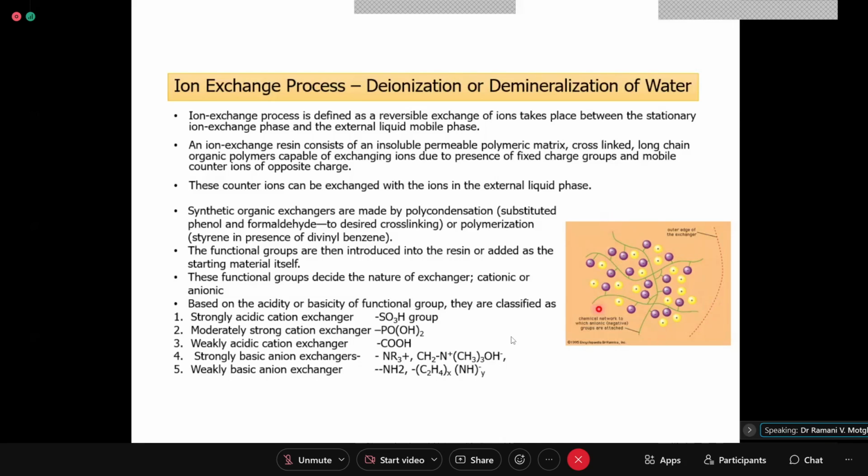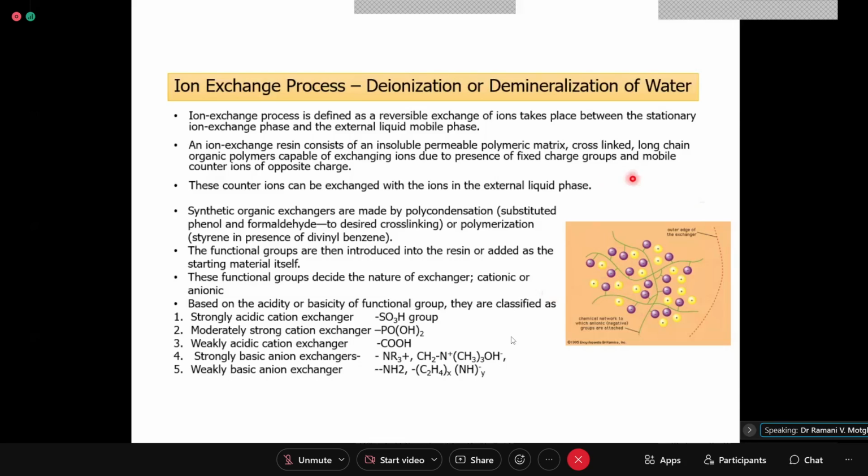Now demineralization means what? Not only the cations, but the anion part will also be removed. So for similar reason, you may be using some anionic resin. Anionic resin will be having a positively charged fixed charge group and a negatively charged counter ion, so that the counter ion, which is loosely bound due to electrostatic forces of attraction, can be removed and the anion part can be retained.